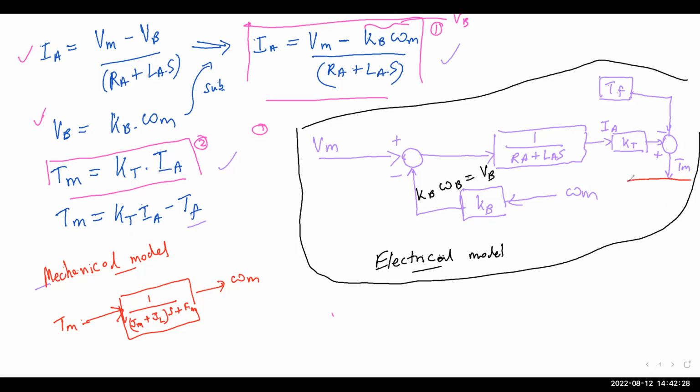So I will write the mechanical part here, 1 over Jm plus JL times S plus M. And you will get omega. So this is our overall DC model.